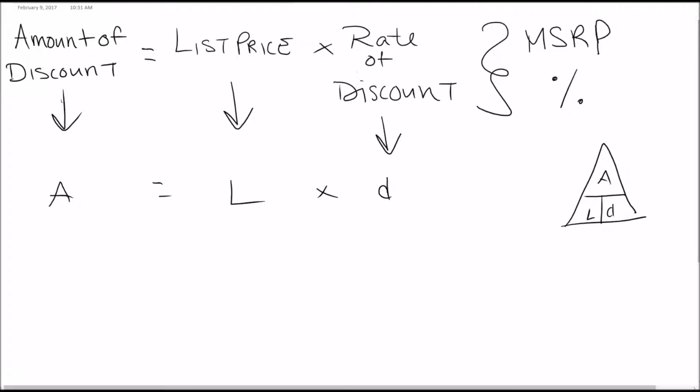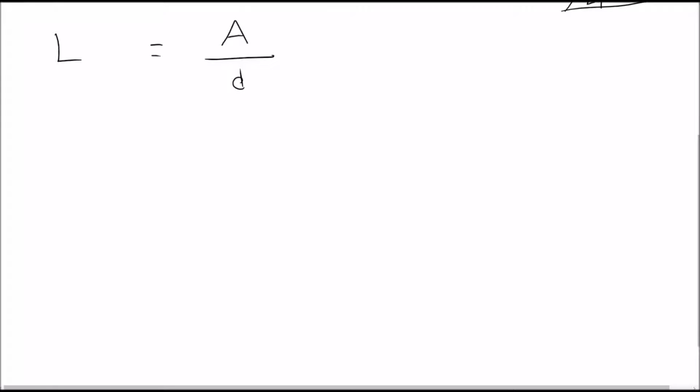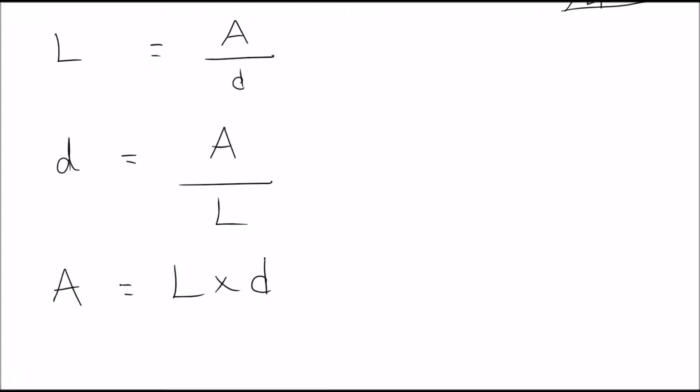So, if we want to know what the list price is, then all we need to do is simply divide the amount of the discount by d. So the list price is equal to the amount of the discount divided by the rate of the discount. Okay, pretty straightforward there. Again, if we wanted to know what the rate of the discount was, we would just divide again the amount of the discount by the list price. So there we have three formulas. We have the amount of the discount, the rate of the discount, and the list price of that product.